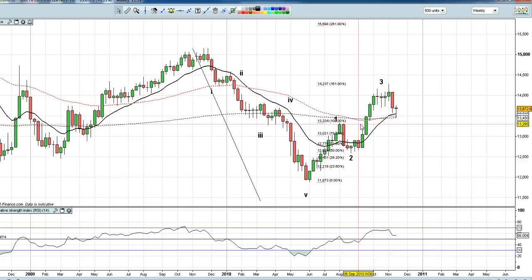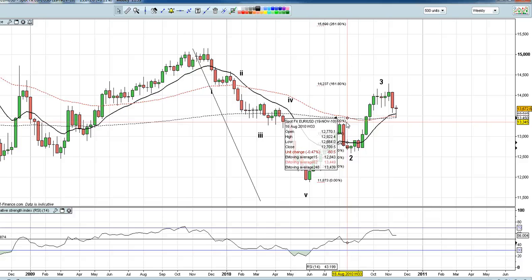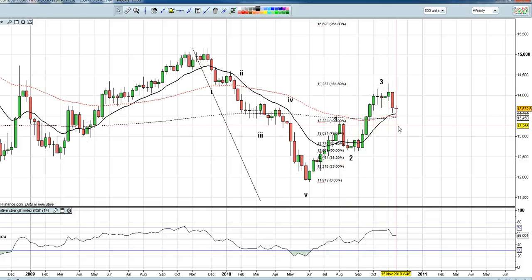Okay, what we do know is that both counts are still alive. We haven't taken out the top of wave 1 at the moment, which is 133.45. If we took out the top of wave 1, that would make this an ABC sequence, because the Elliott wave rule dictates that wave 4 cannot breach the top of wave 1.